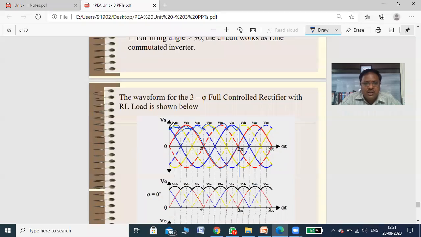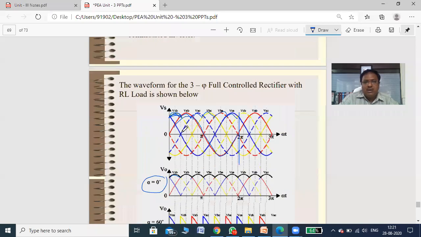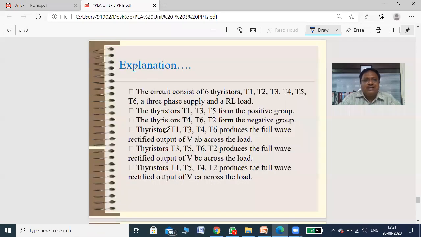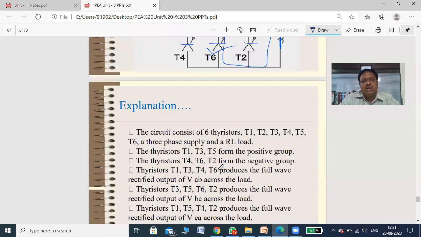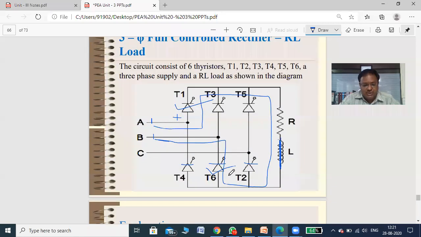This is the first pulse, the yellow colored pulse, VAB. We are considering alpha equal to 0. This is the input cycle and this is V0, for alpha equal to 0. So this is the part when VAB is present, when thyristors T1 and T6 are on.